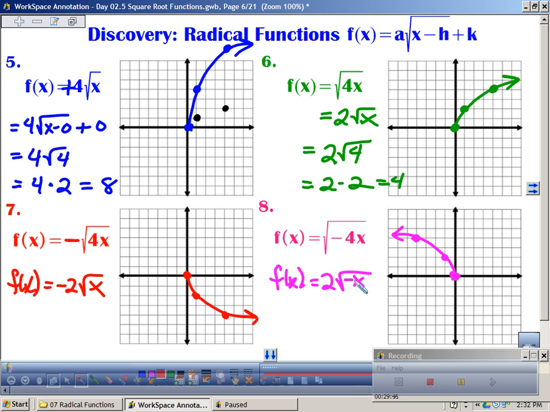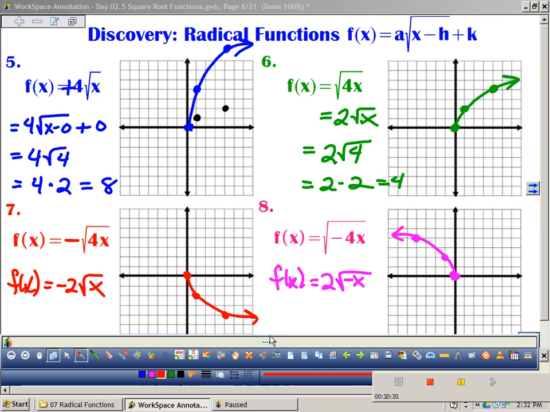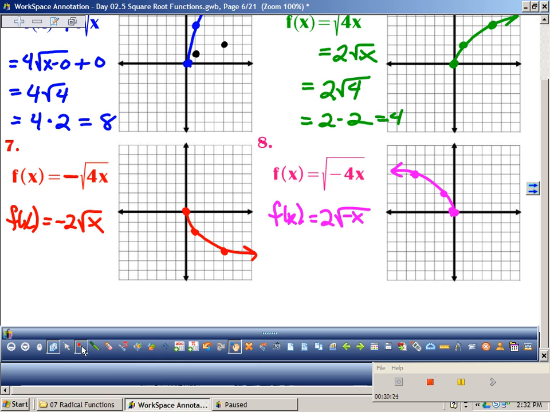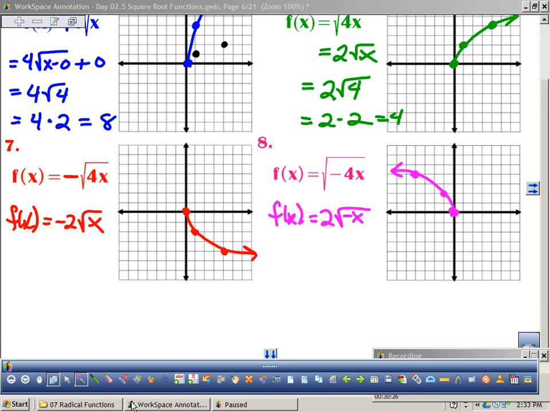It's a reflection, exactly, of number 6. And this one is also a reflection, but it's a reflection over the x-axis. This one's a reflection over the y-axis. Totally. Connections all over the place. And if you ever second guess yourself, what should you do?